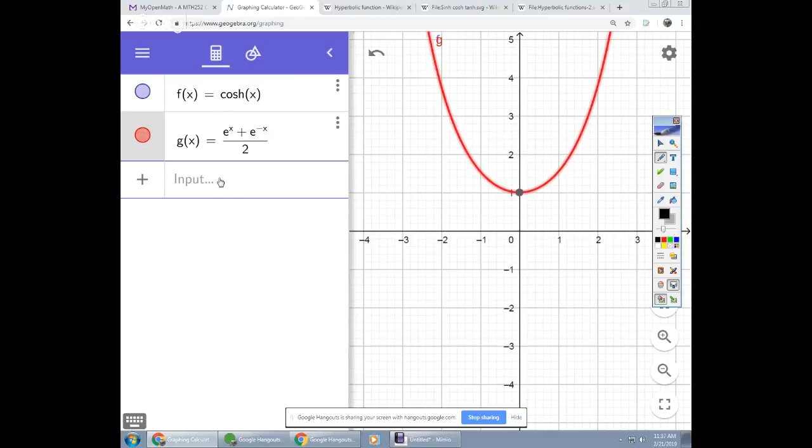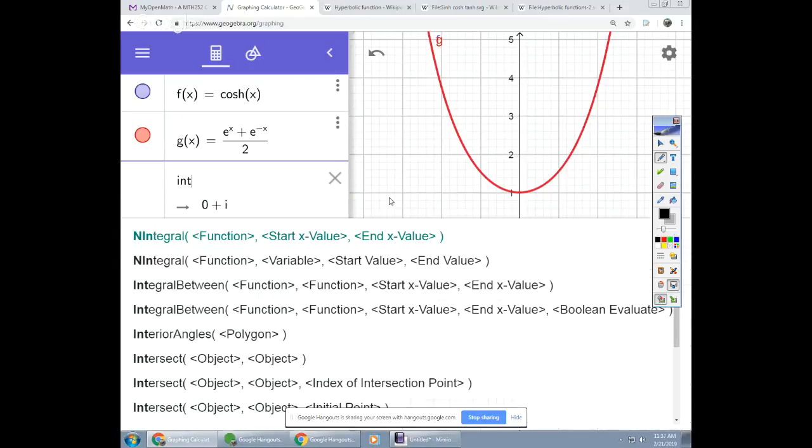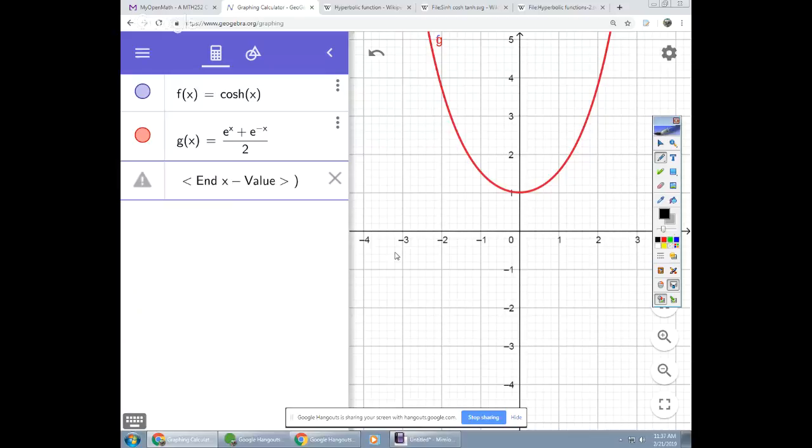All right, so next I'm going to find the area under the curve from -1 to 1. I'll do it two different ways. One way is I start typing int, and GeoGebra says, hey, you want a numerical integral? I say, sure. Use the function f, start at -1 and go to 1, and GeoGebra shades in the area I just found. The value is about 2.35-ish.